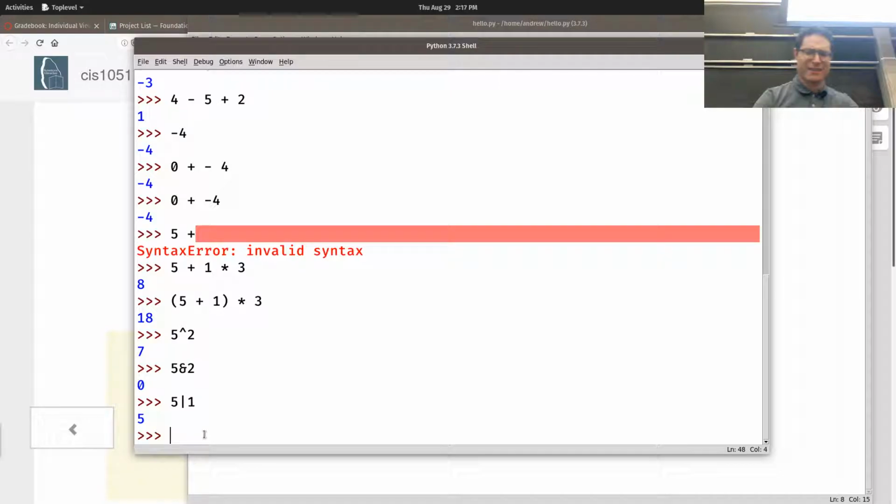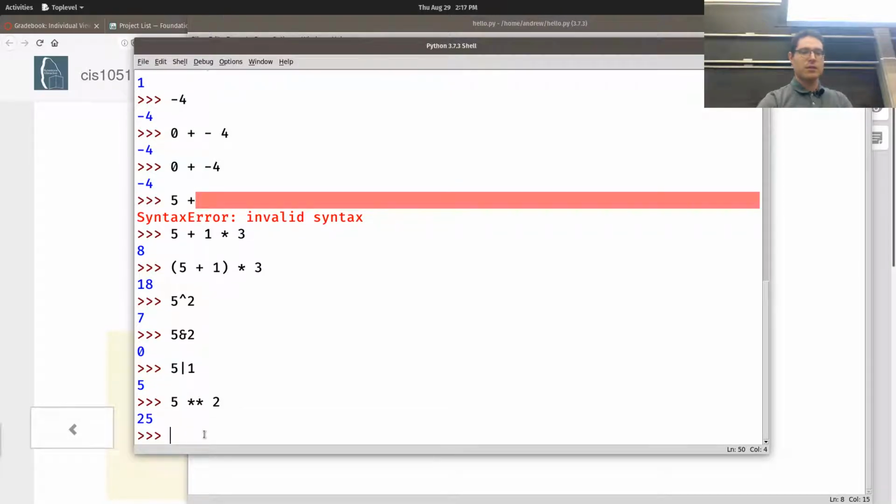So how in the world do we do exponentiation? It varies on the language. Python actually has something I find intuitive, which is that if I want to square something, I use star star. I use 2 multiplication symbols in a row, and it will give me 25. It's actually not the most unintuitive thing, right?